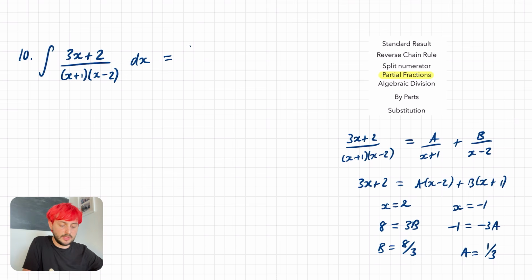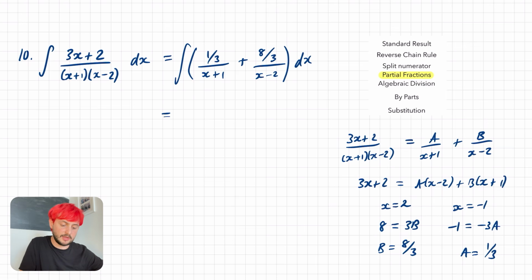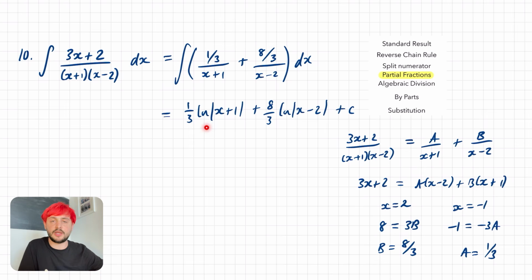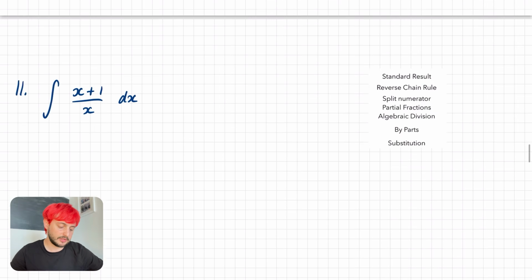So my tip for how we would integrate this is I would rewrite it with the A literally just staying up in the numerator. So I've got 1/3 over x plus 1. And then B is 8/3. I'm just going to keep it up in the numerator like that, a fraction within a fraction, over x minus 2 with respect to x. Because when I integrate this, it's just going to be 1/3 ln of x plus 1. So it's nice and easy. 1/3 of ln x plus 1 plus the next bit is just going to be 8/3 of ln x minus 2, just some standard results that you've got there. I'm not going to try and combine these or anything, but the question may want you to do that as well.